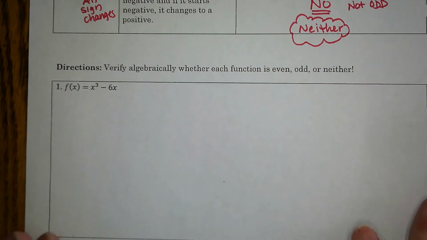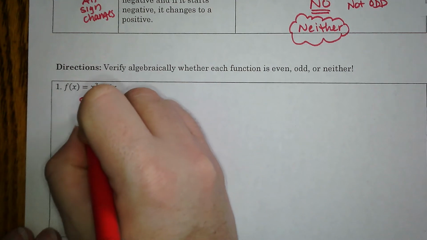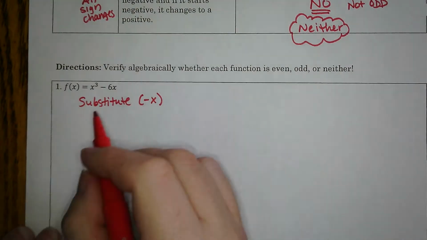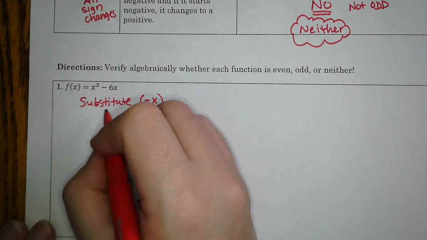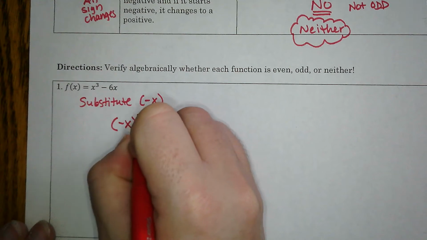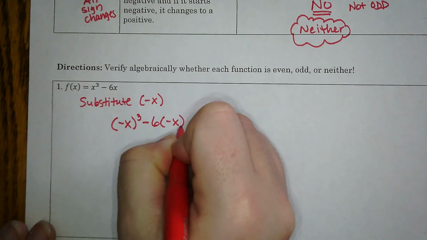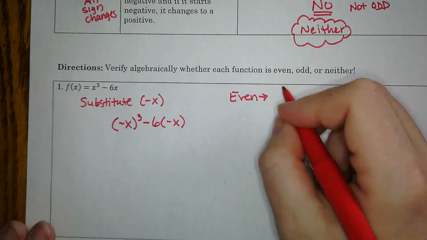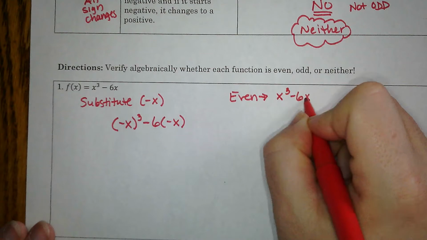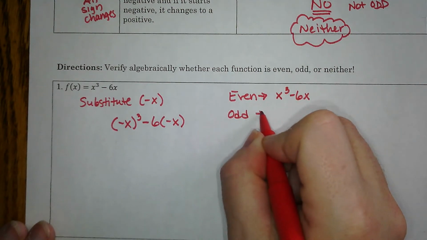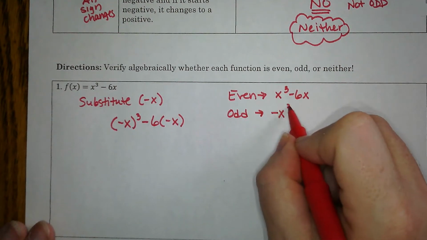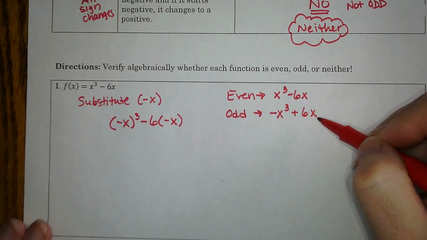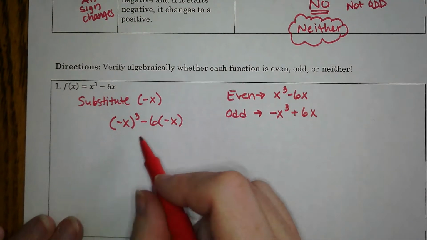Okay, so basically all we have to do is substitute in negative x everywhere we're seeing x. So negative x to the third minus 6 times negative x. What we're looking for, if it's even, we should get the same thing. If it's odd, we should get the signed opposites of this. If we don't get one of these, then it's neither. So plug in, let's see what we get.